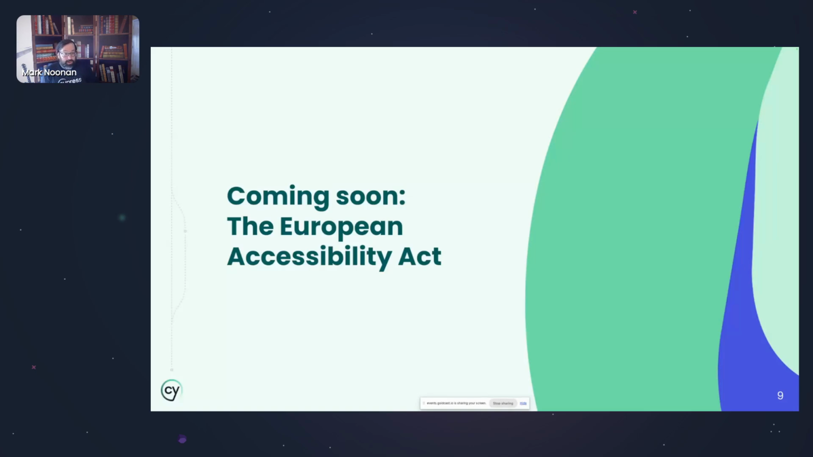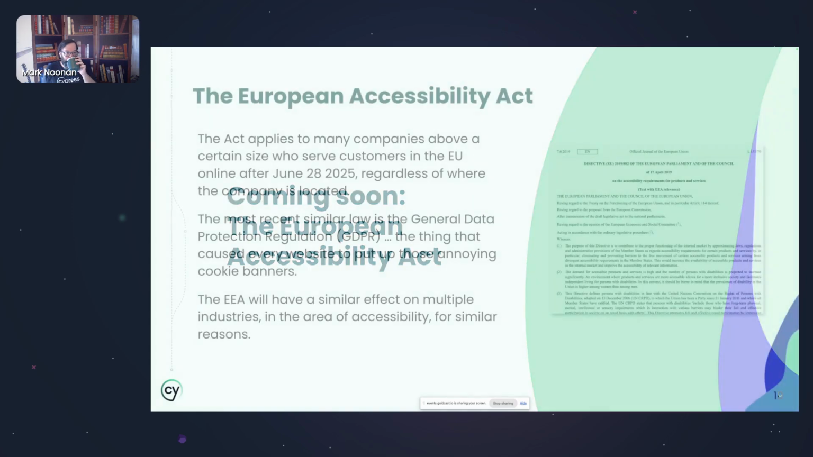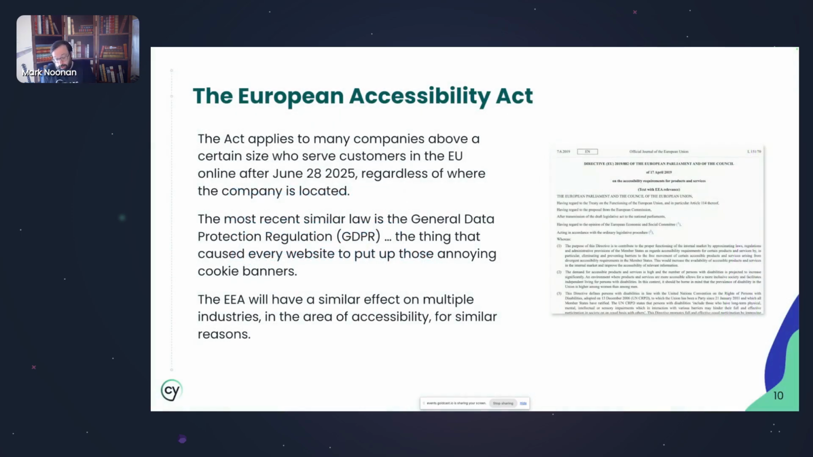So I mentioned in the talk description, the European Accessibility Act is coming soon, and we're going to talk about what that might mean for software companies. So this is what it looks like. It's a long legal document, nothing exciting there. It applies to companies above, say, 10 employees and with a certain amount of turnover, and it takes effect June 28th, 2025. It doesn't matter where your company is located physically, it matters what customers you serve. So if you are doing business with people in the EU, this law may affect you.